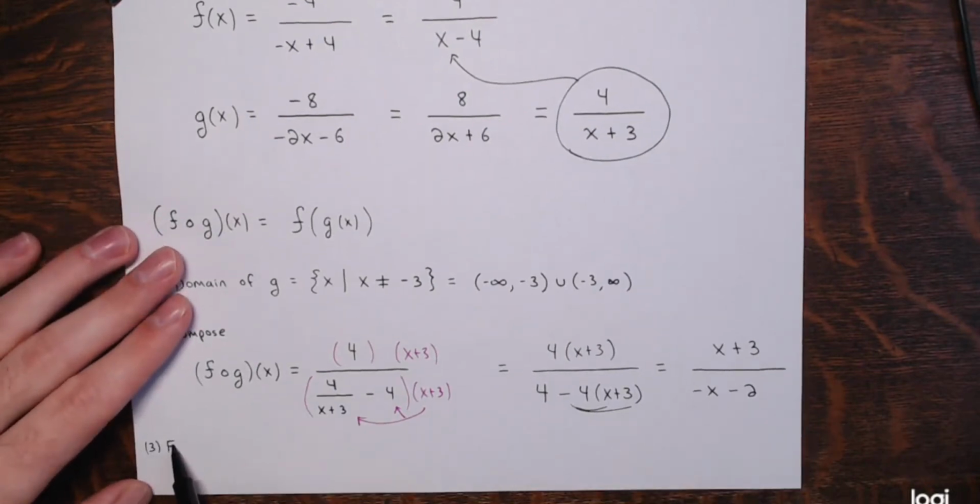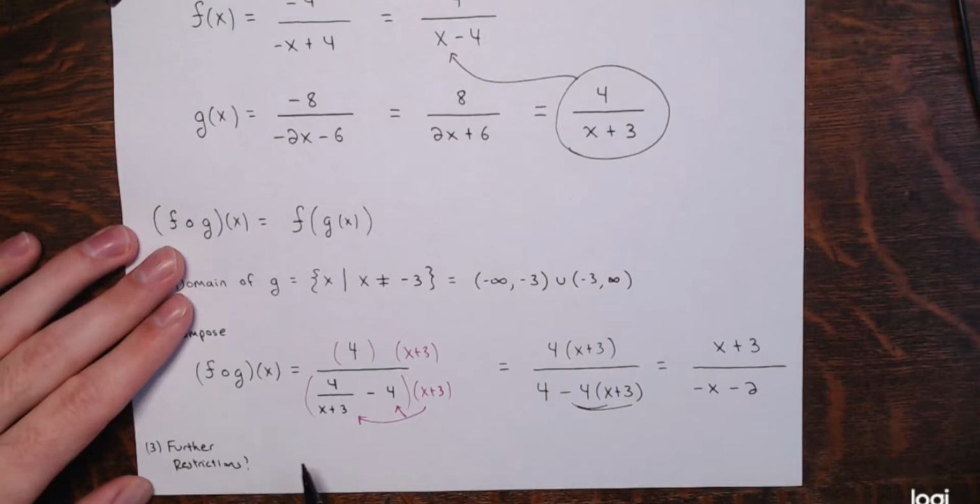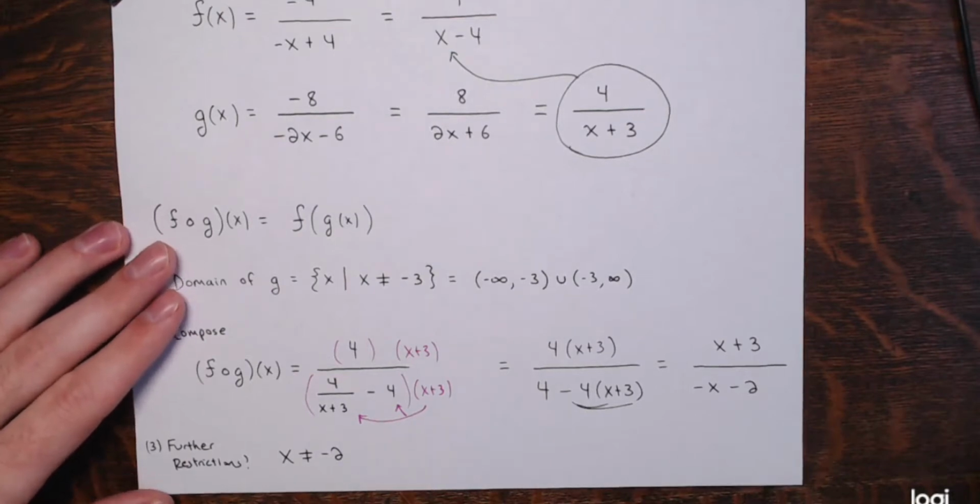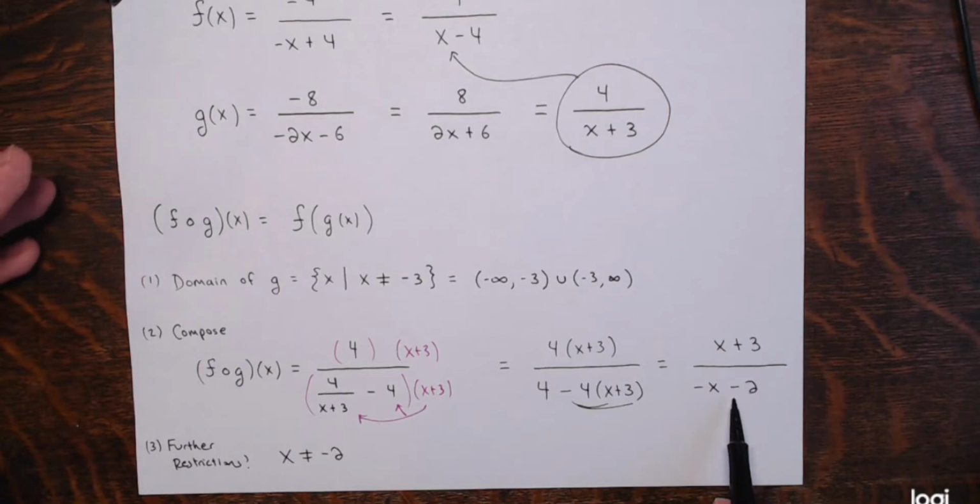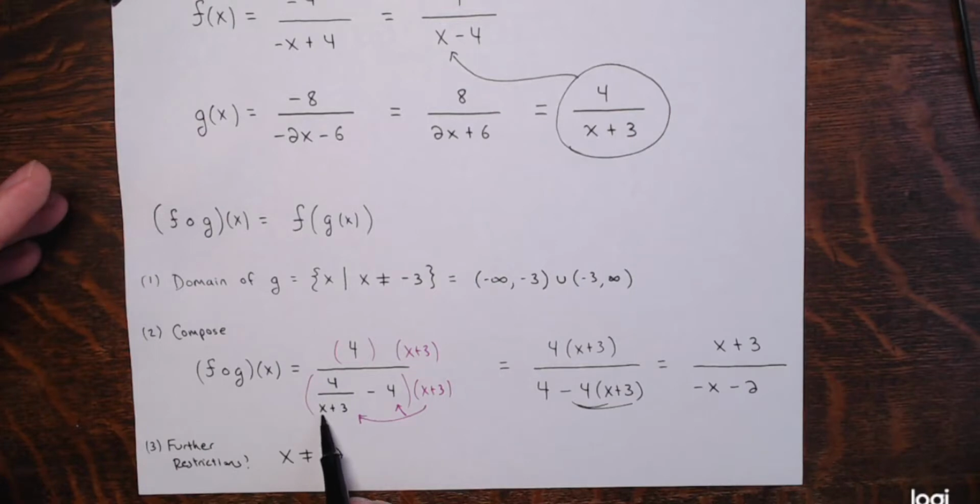All right, any further restrictions after composing? Do you see anything? Well, yeah. X can't be negative 2. Because if x were negative 2, you'd have a denominator of 0. Or even going back here, maybe you saw it here in the beginning after I composed. If x were negative 2, negative 2 plus 3 is 1. 4 divided by 1 is 4. 4 minus 4 is 0. You'd have a denominator of 0, and that's bad.